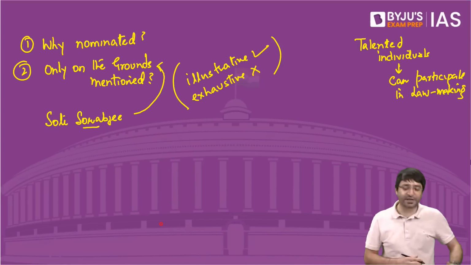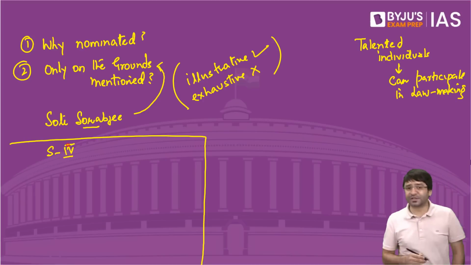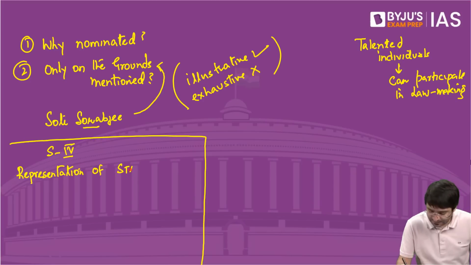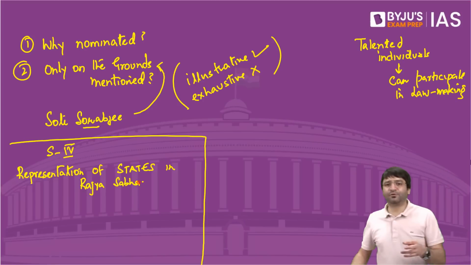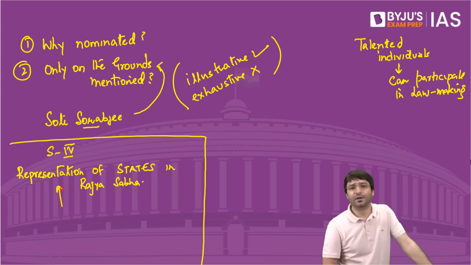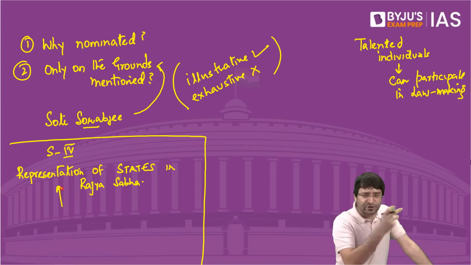How does the election take place? For that, we need to understand Schedule 4 of the Constitution. What is Schedule 4? Representation of states in the Rajya Sabha. For example, from UP, we will have 31 MPs in the Rajya Sabha. Where is it mentioned? Schedule 4. From Telangana, we will have 7 MPs in Rajya Sabha, mentioned in Schedule 4. From Jammu and Kashmir, we will have 4 MPs in Rajya Sabha, mentioned in Schedule 4.